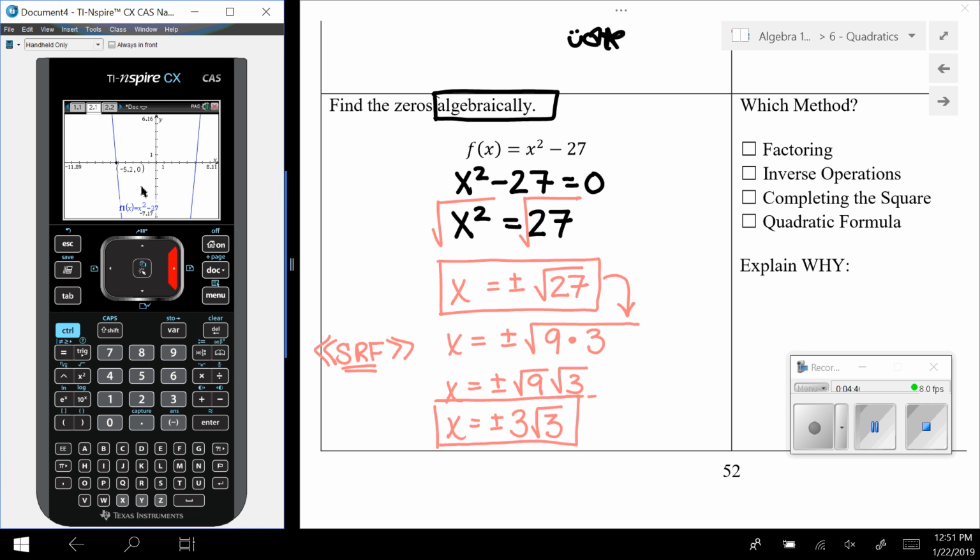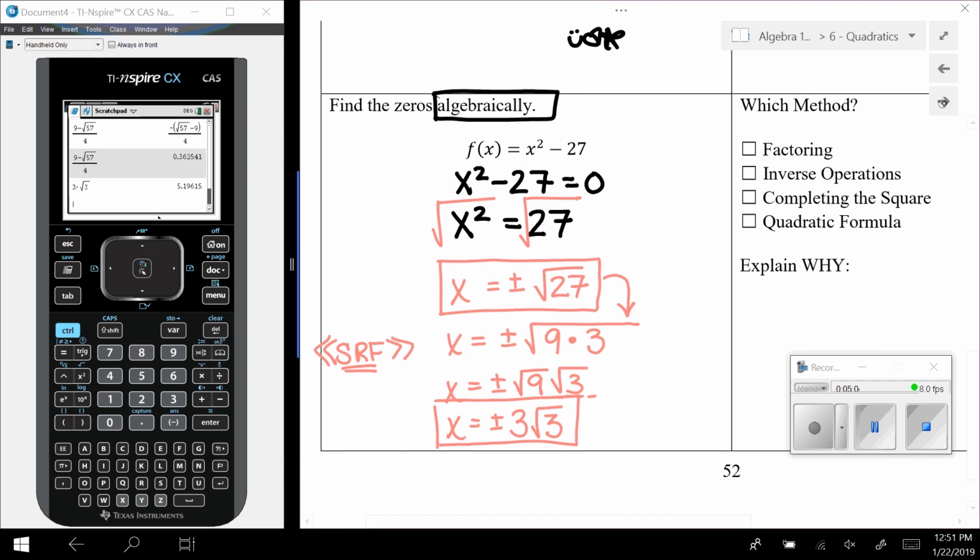And when you look at the graph, okay, here's this guy graphed. I've got negative 5.2 on the right-hand side, and if I analyze graph and find this 0, it should be positive, which it is. All right, so we've got negative 5.2 and 5.2. And I'm just going to check, is 3 rad 3 in fact about 5.2? It is. Well, that was fun. All right, let's go to the next page.